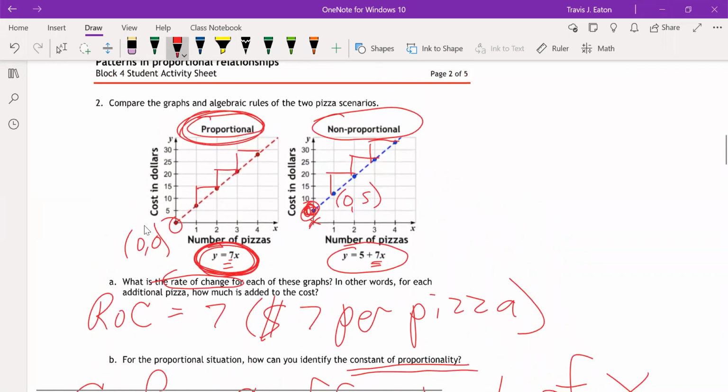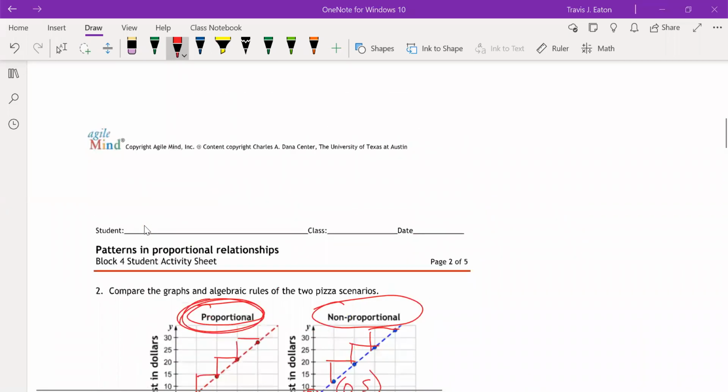So remember, let's go back and review this super quick here. Whoops, what the heck just happened there? All right, make sure that I'm still sharing the right screen.